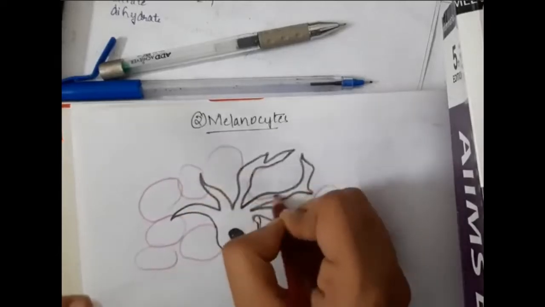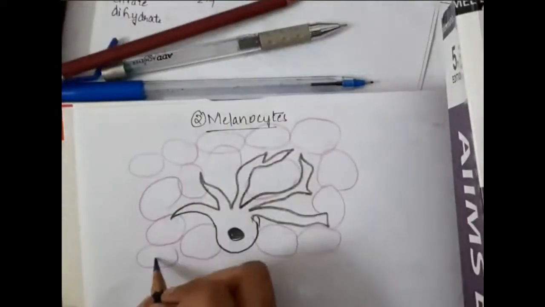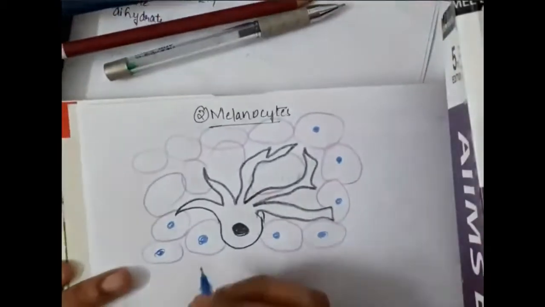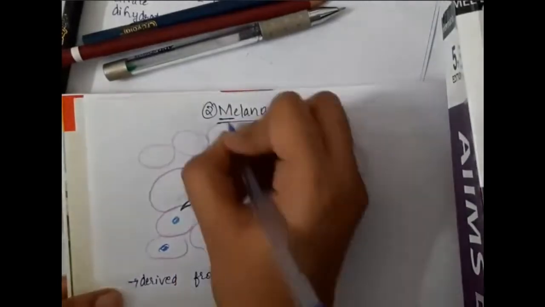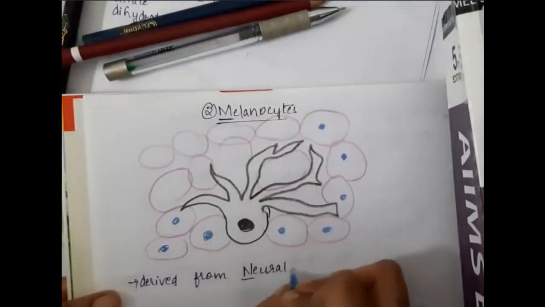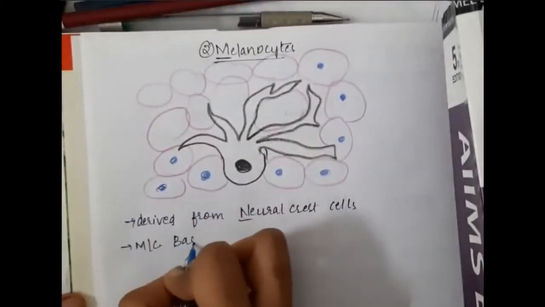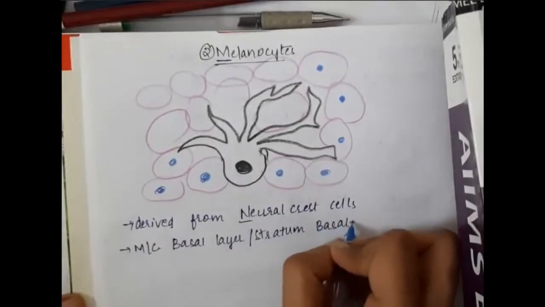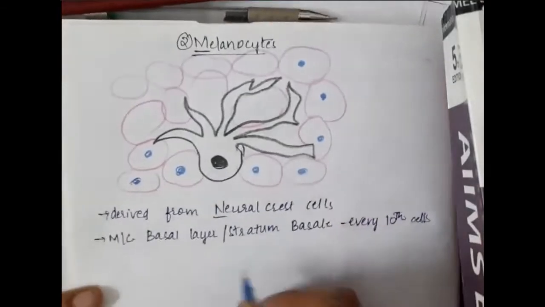So these cells are keratinocytes, right? And this is the nucleus of the keratinocytes. And now if you see, this melanocyte is derived from the neural crest cell, M followed by N. So it is derived from neural crest cells. The melanocyte is most commonly present in the basal layer, the stratum basale.